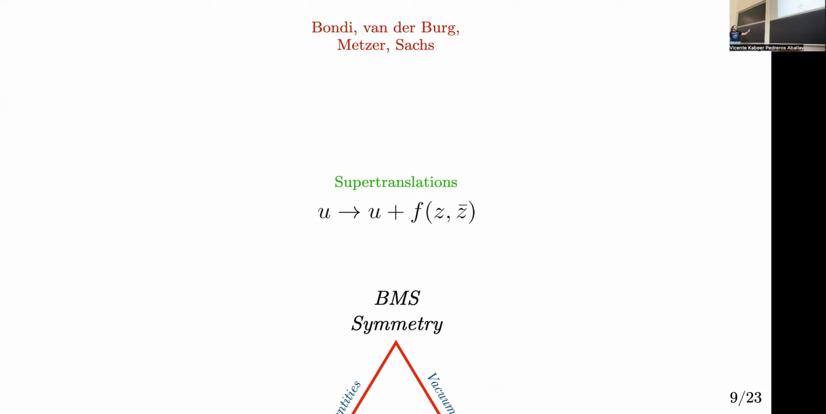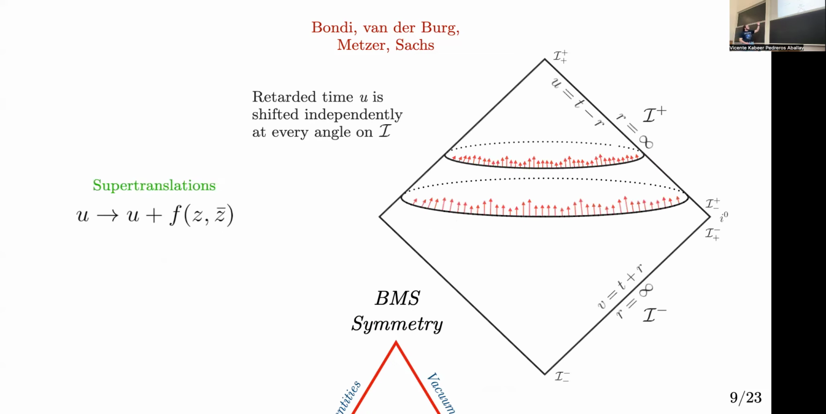corresponding to these added symmetries, which are called supertranslations. Supertranslations are essentially translations that depend on the direction at null infinity. Here I have a picture of it. For instance, let's say that we supertranslate the retarded time u. So it's shifted independently at every angle on the scri. At every single point, the length of this arrow is different, and this is linked to this function over here. If we had ordinary translations, instead of a function we would have just a constant.